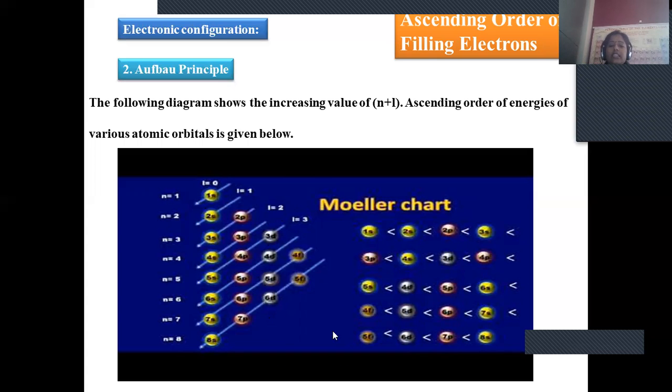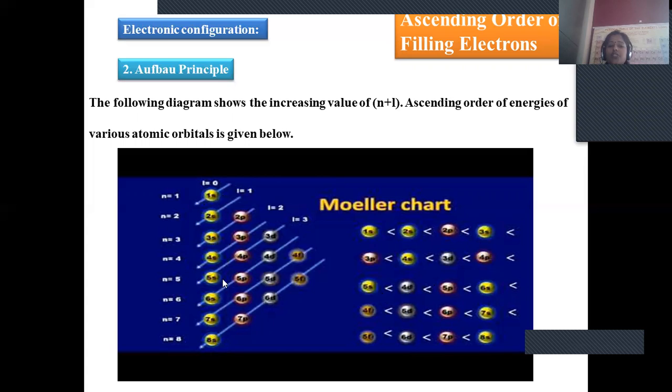So these energy levels are simply represented in the ascending order of filling electrons. That is nothing but the Aufbau principle. The lowest energy level will be 1s, followed by 2s, followed by 2p, 3s, 3p, 4s, 3d, 4p, then 5s, 4d, 5p. So this is the increasing order of different orbital energy levels, which is simply represented by the Moeller chart.